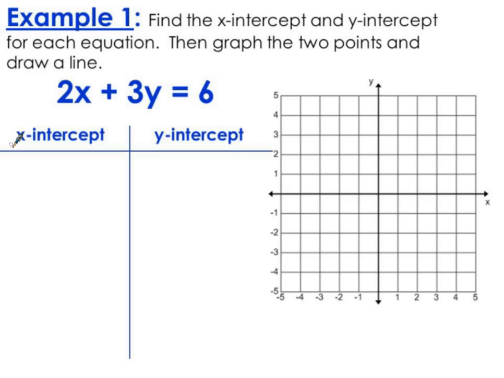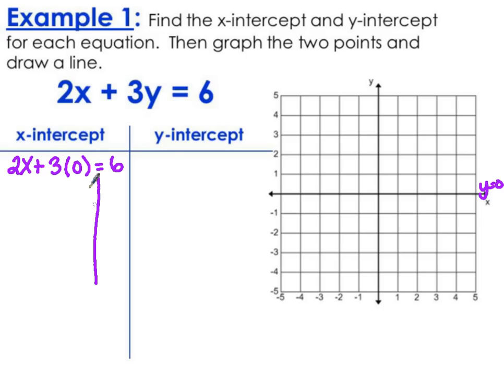So if I use this equation, if I'm finding an x-intercept, remember that has to sit right here. Well, right here is where my y values are 0. So if that's where y equals 0, then I'm going to put 0 in for y. 2x plus 3 times 0 equals 6.